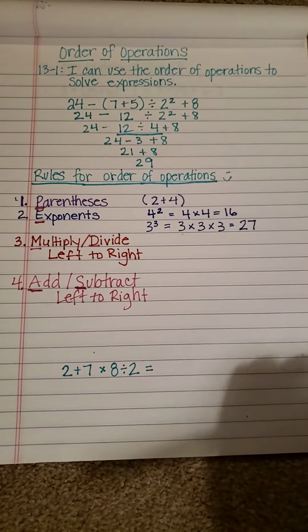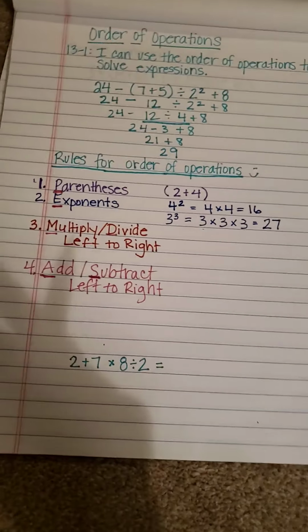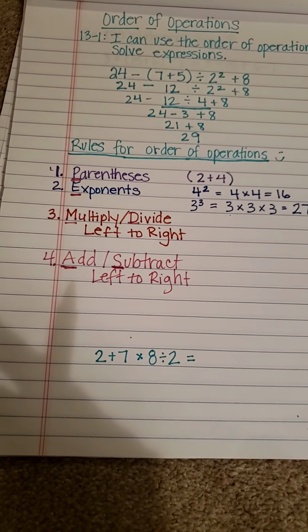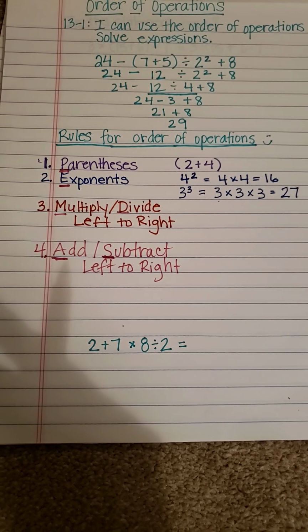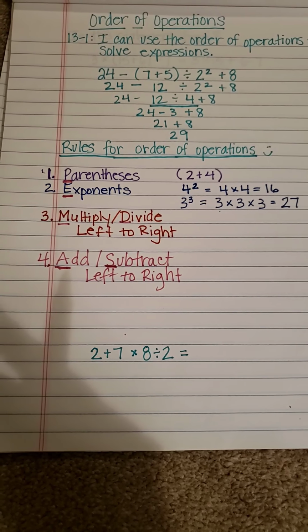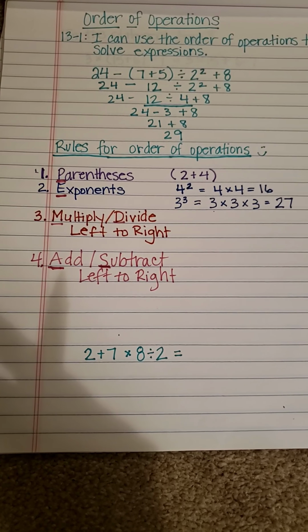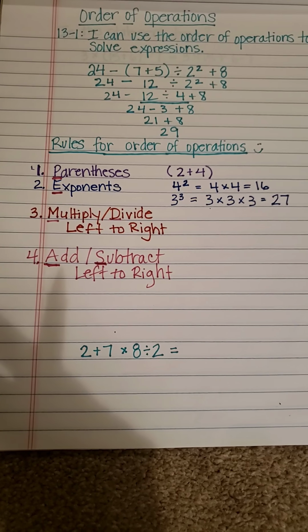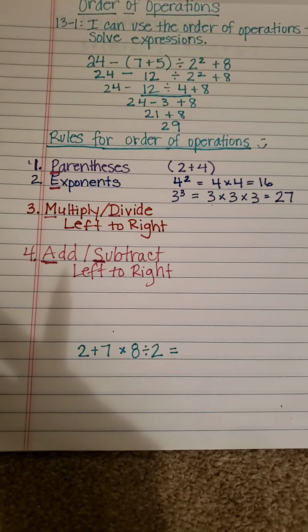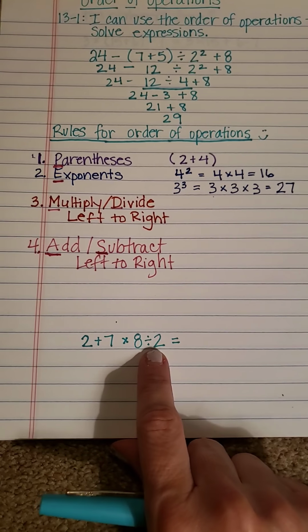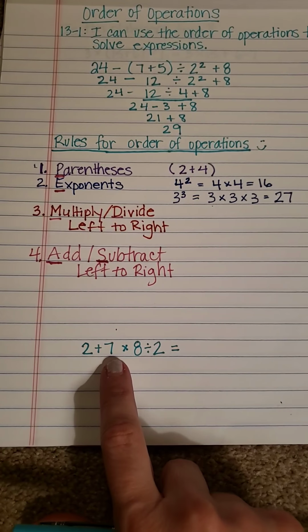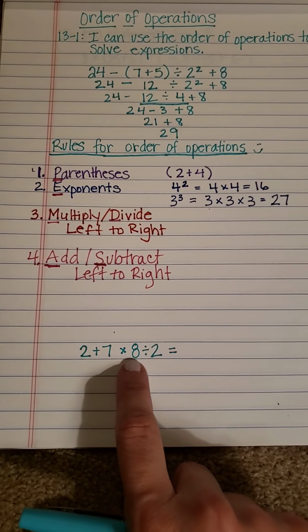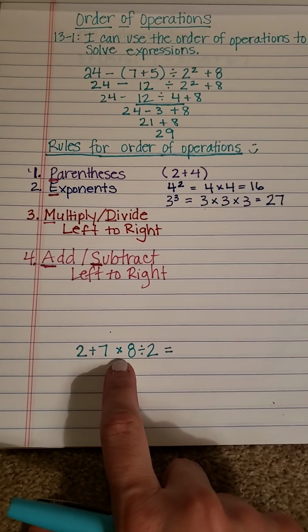Down here I have another one. Let's look at this. 2 plus 7 times 8 divided by 2. What would we do first? Parentheses. There's no parentheses. Exponents. No exponents. Multiply or divide. We've got multiply and divide. How do I know what to do first? Should I multiply or divide? I should multiply because it's the one thing that's to the left.